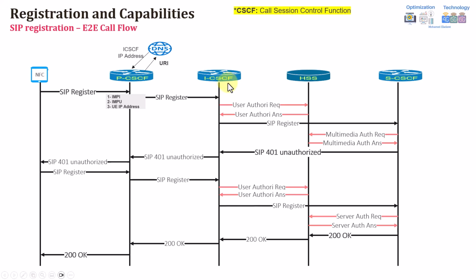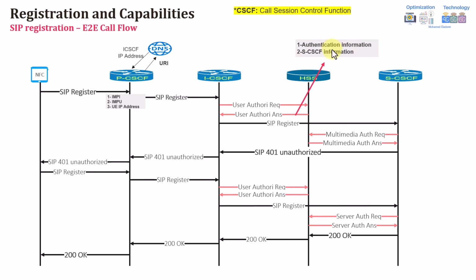Then the I-CSCF actually needs to do what? It needs now to go and query the HSS, the home subscriber server, about the IP address of the serving call session control function for this particular user. So it will send this user authorization request. And as you can see in the top right here, this is requesting the authentication information. And the second part is requesting the information about the serving call session control function.